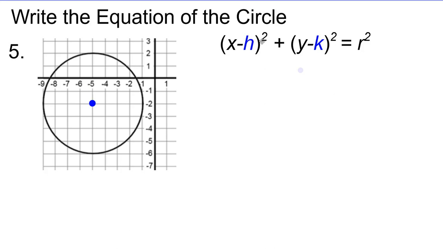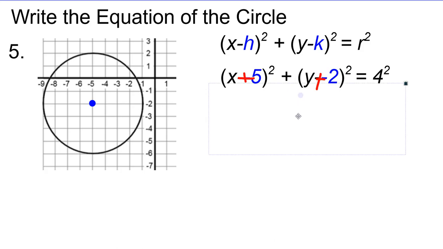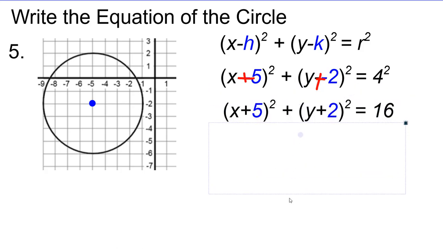So plug in those values for the h and the k. So it'll be x minus a -5 plus y minus a -2. And then to find our radius squared, we just count over to one of the sides, or count up. So 1, 2, 3, 4. So our radius is 4, so it'll be 4 squared. Now what happens when we subtract a negative? Well, that's going to become plus a positive, right? So if we take away debt, we're actually adding assets. So that's going to be x plus 5 squared and y plus 2 squared, and then 4 squared is 16.